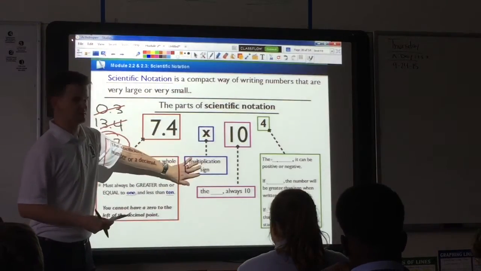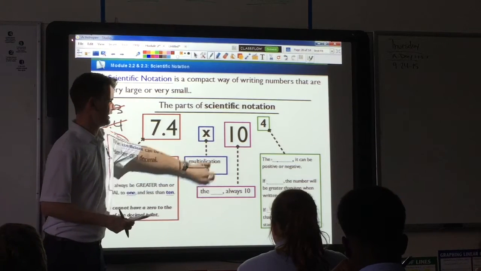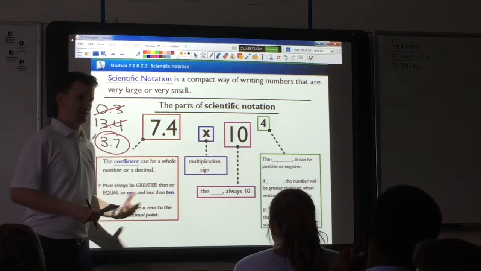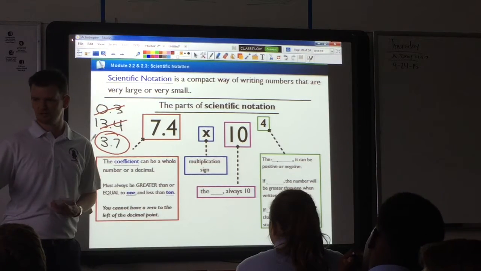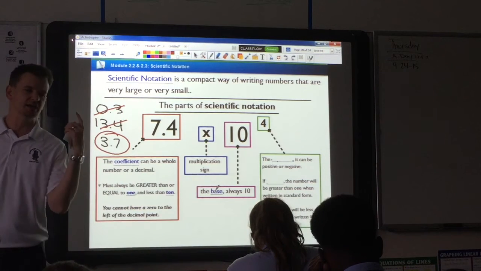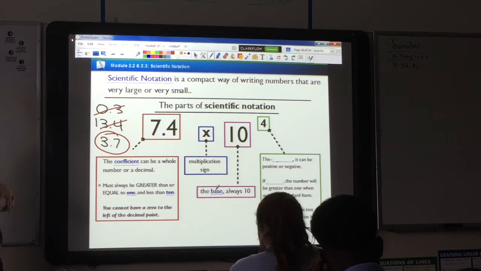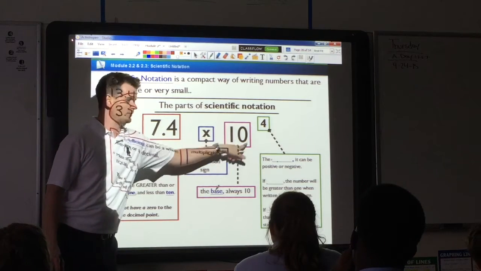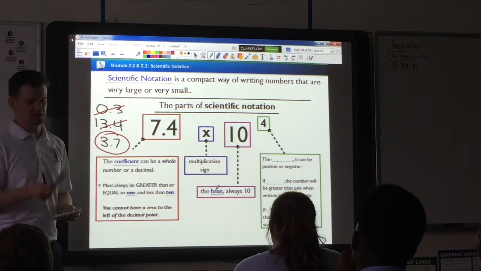Next, obviously, you know what this is. This is a multiplication sign. And then, going back to the last lesson, what is this called? Don't tell me it's the number 10. It's got a name. It starts with a B. It's known as the base. And in scientific notation, the base is always going to be 10. You're never going to have a base of 9 or 4 or 3. Your base is always going to be 10.